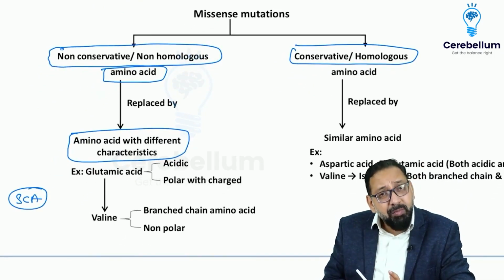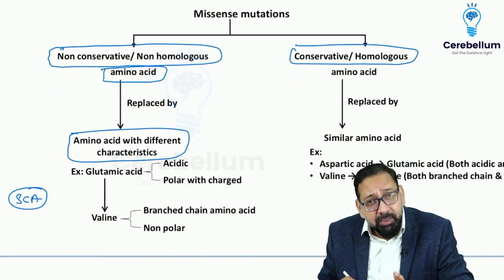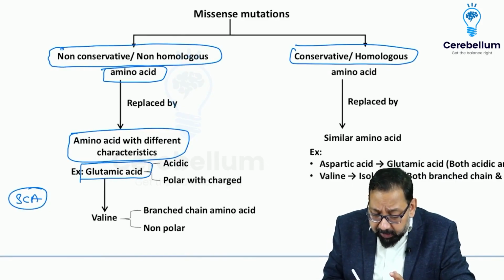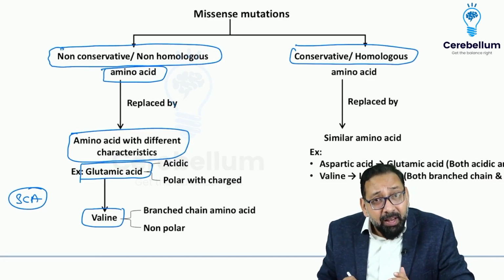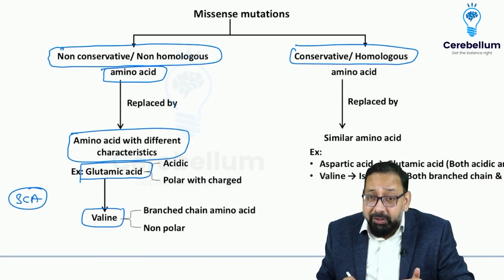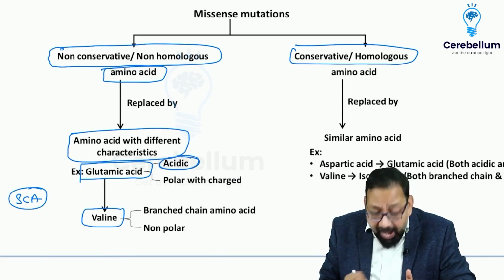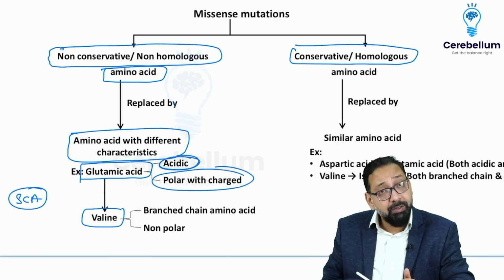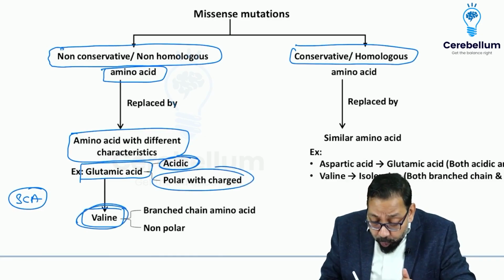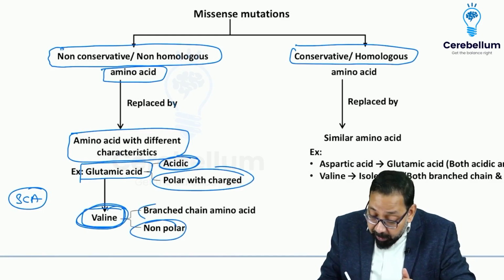In sickle cell anemia, in the beta globin chain at the 6th position, glutamic acid is replaced by valine. Glutamic acid has a negative charge, so it is an acidic amino acid, polar with charge. Valine is a non-polar, branch chain amino acid.